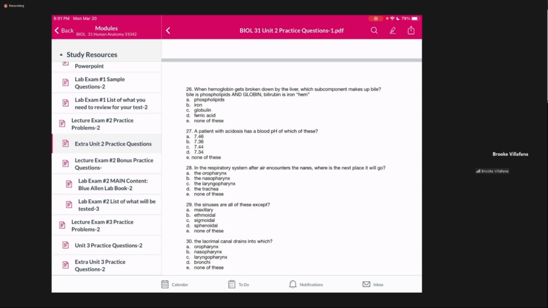All right, so last one, 30. The lacrimal canal drains into which of these? If you said B, nasopharynx, that would be right. That's why we all get that sniffly nose when we've been crying a lot.